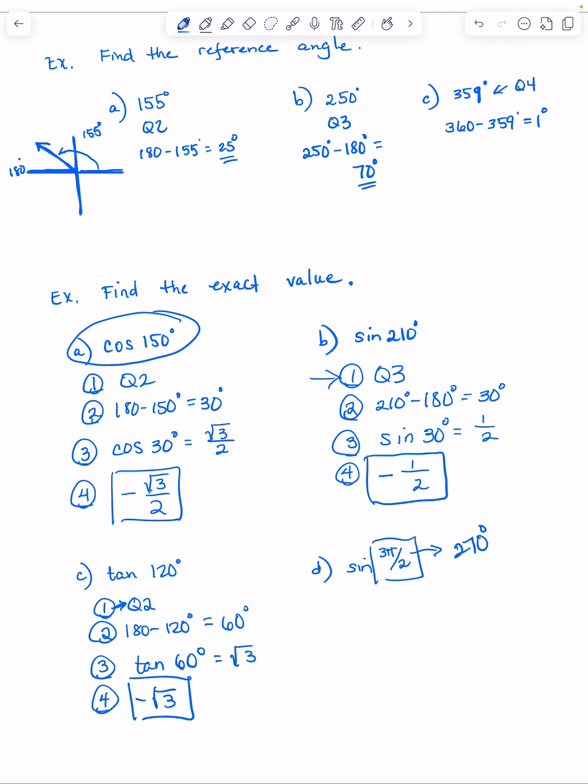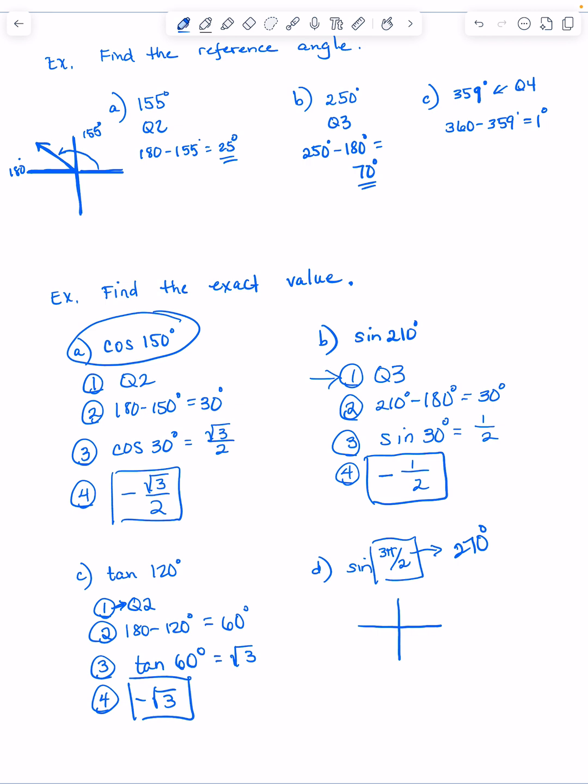And the reason I wanted to put this in here is because you have to know the exact values of the quadrantals as well. Remember, the quadrantals aren't in a quadrant. They lie on either the x or the y axis. So if I'm looking at this, I'm not going through those 4 steps because it's not in a quadrant.